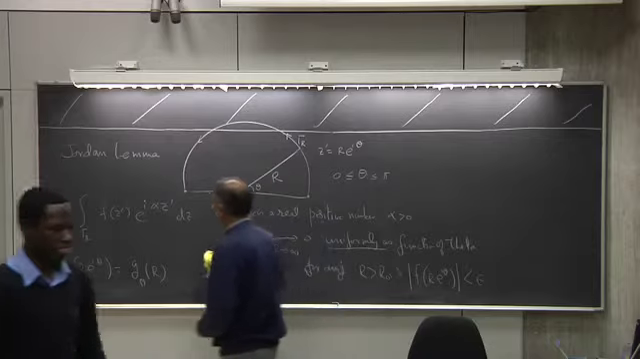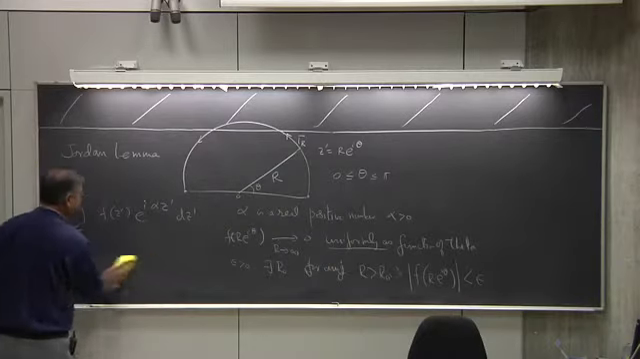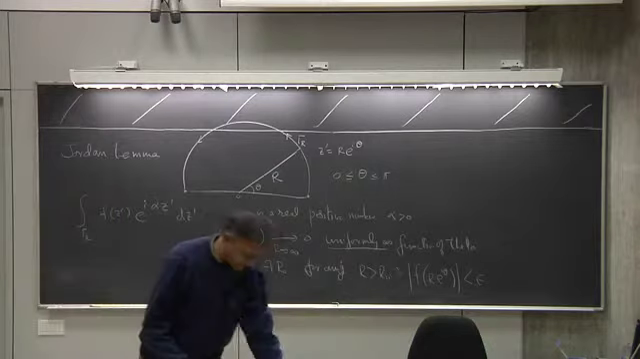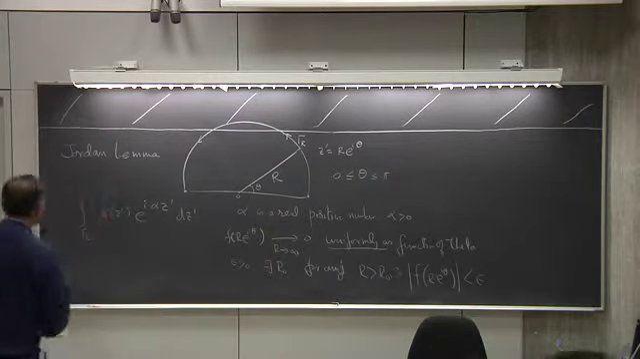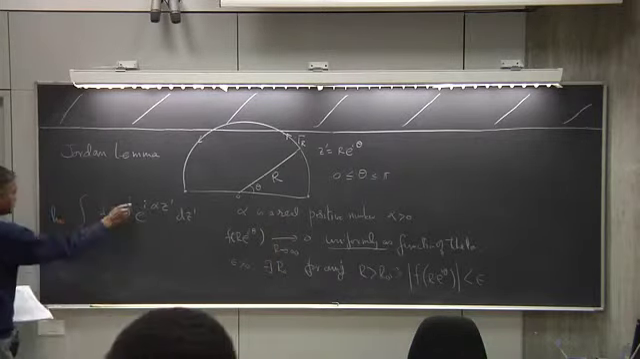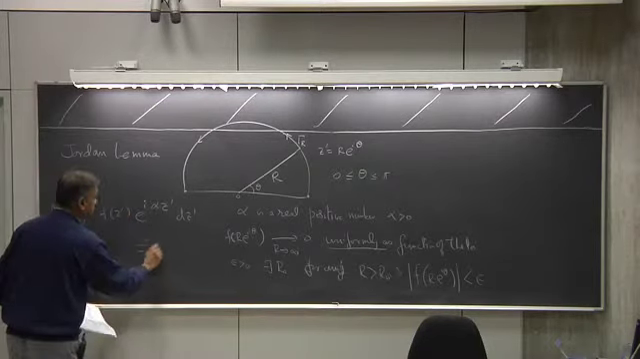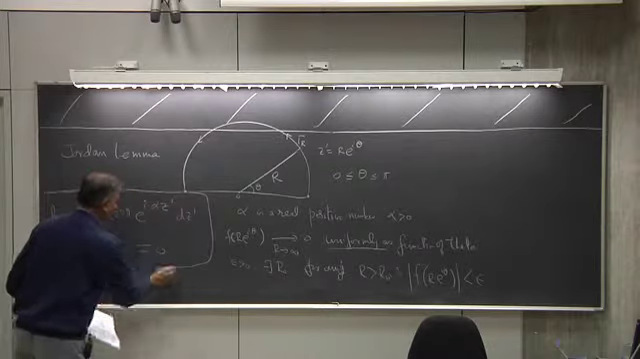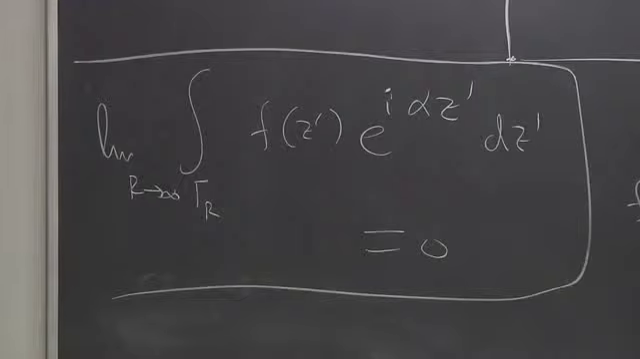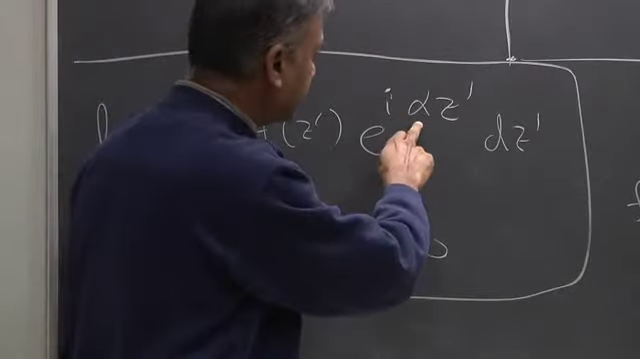Fine. So, if this condition is satisfied, then the statement of Jordan's lemma is that if you evaluate this and take the limit r goes to infinity, then that is 0. That is the statement. It is not difficult to see why that is so, as I already mentioned last time.